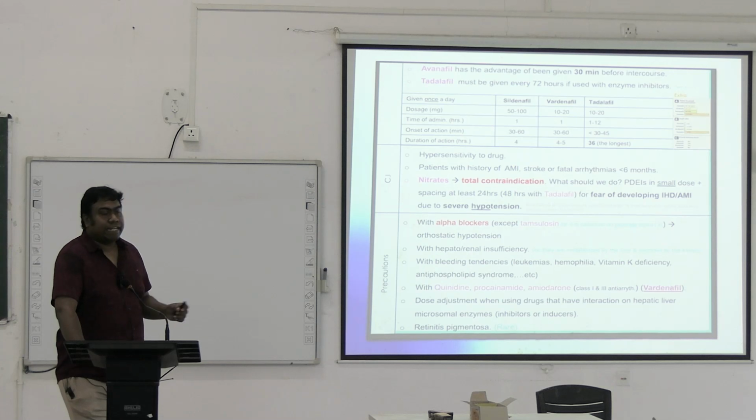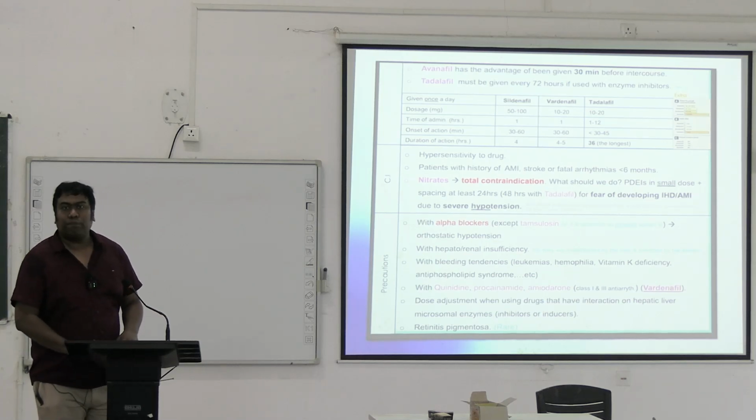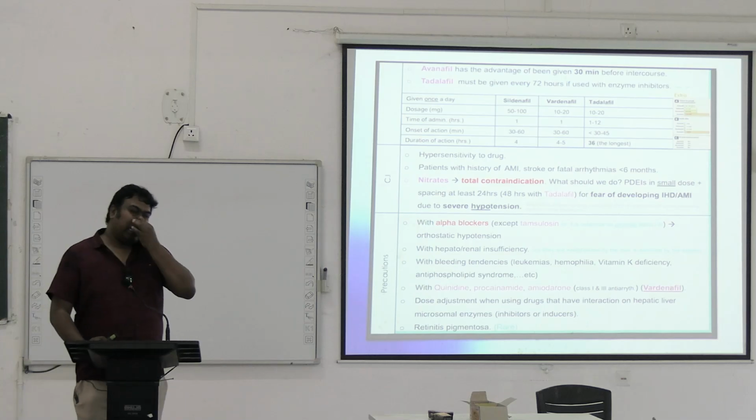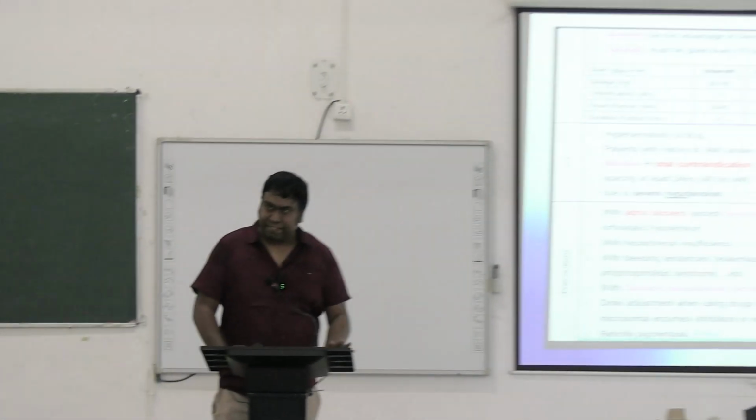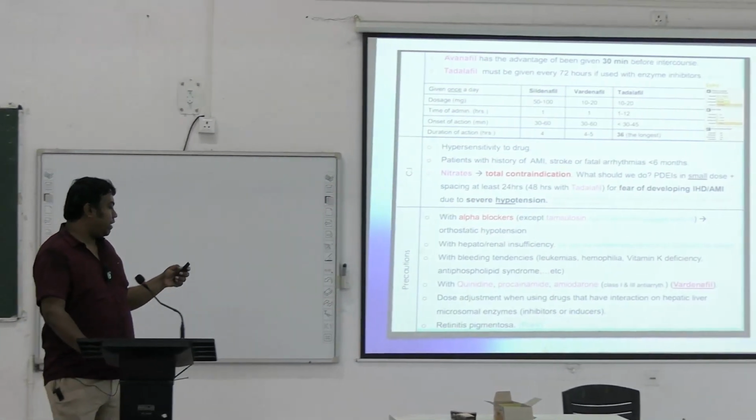What are the contraindications? Alpha blockers, they can cause orthostatic hypotension. So any alpha blocker or any vasodilator should not be given; if the patient is taking any nitrates for his ischemic heart disease, you should not give these drugs. There may be sudden cardiac arrest due to the vasovagal response as well as the hypotension. Quinidine, procainamide, amiodarone should not be given along with sildenafil for a similar effect.